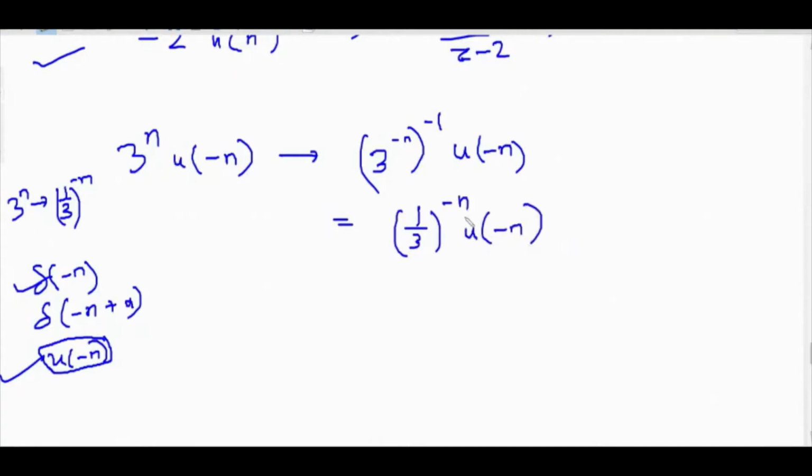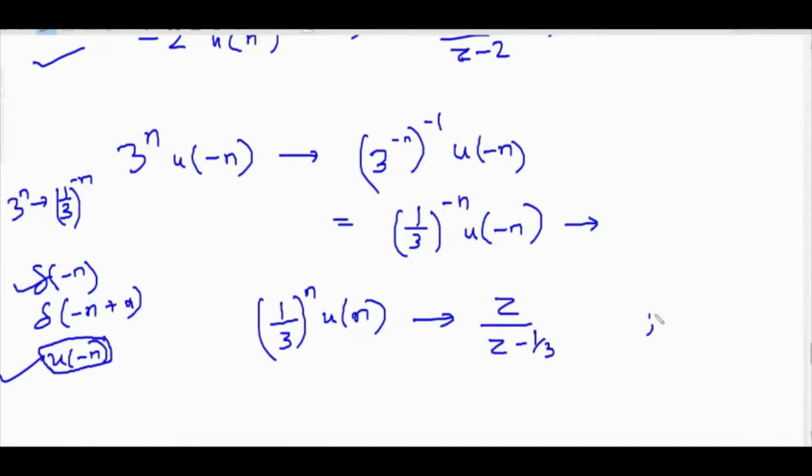At both the places n is replaced with minus n, so I can use the time reversal property. So I know the z transform of 1 by 3 raised to n u of n. What is the z transform of 1 by 3 raised to n u of n? Z upon z minus 1 by 3. ROC is magnitude z greater than 1 by 3.